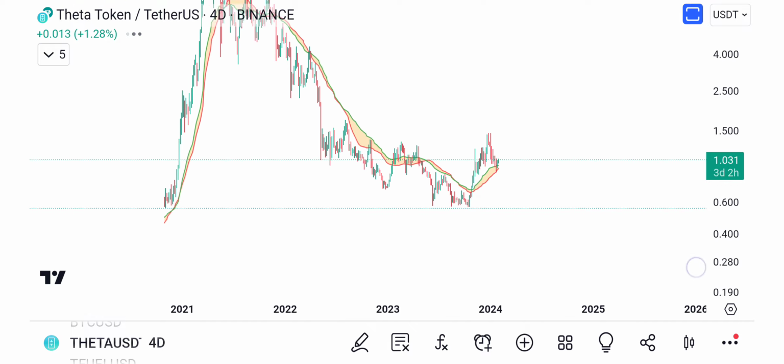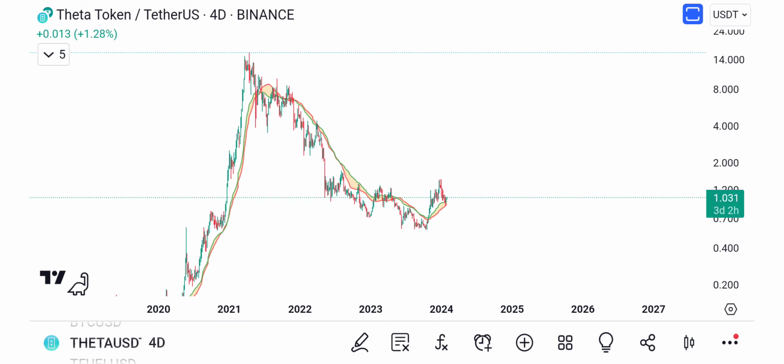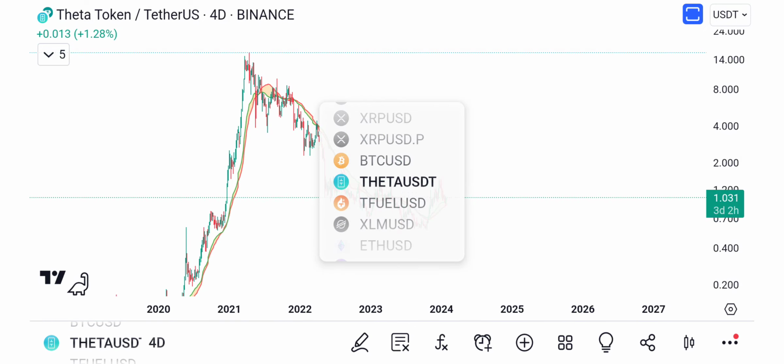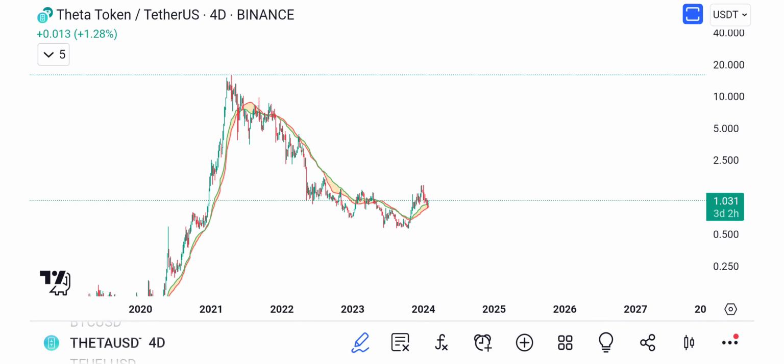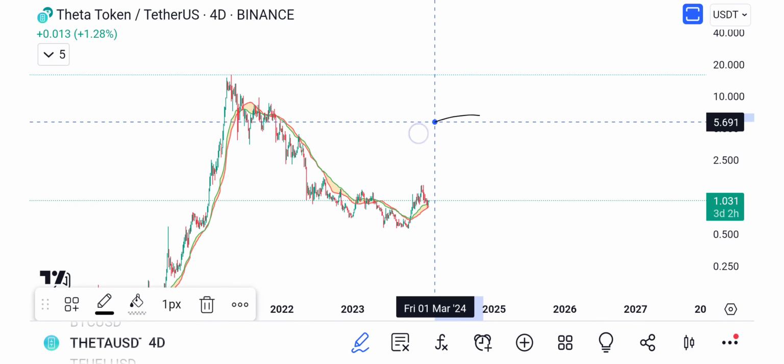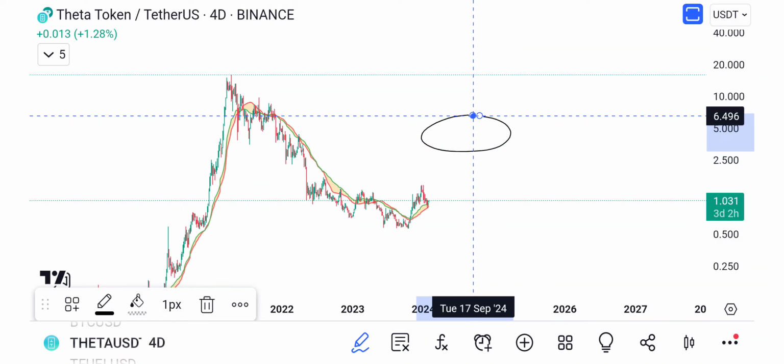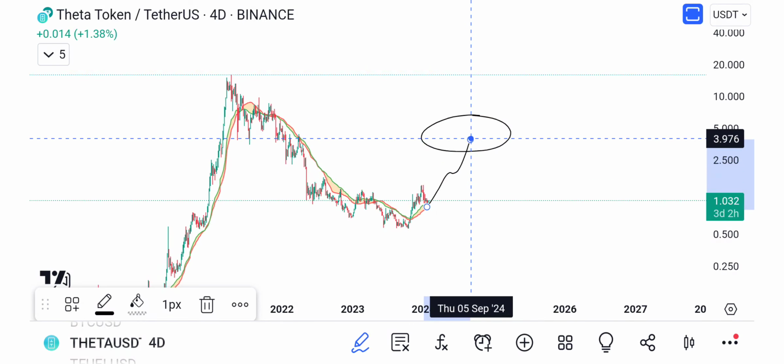So again, going back to Bitcoin, but first, real quick, Theta. I've always said, I believe at some point, Theta is going to get back into its retracement levels. Now, how does Theta get back up here if Bitcoin is in distribution? Well, I guess it could be possible, and I think it is possible.